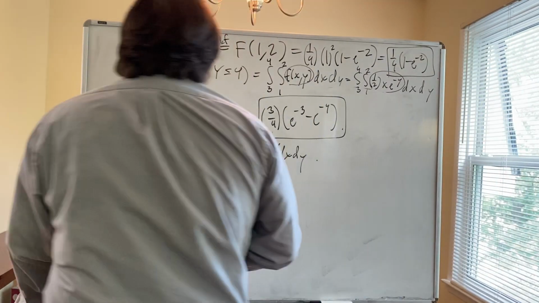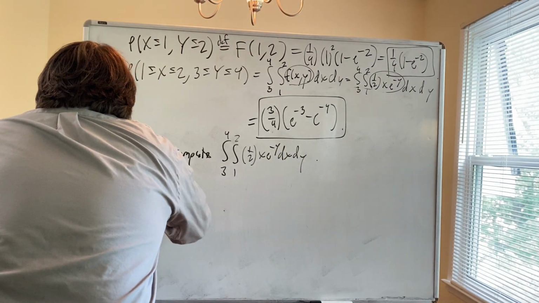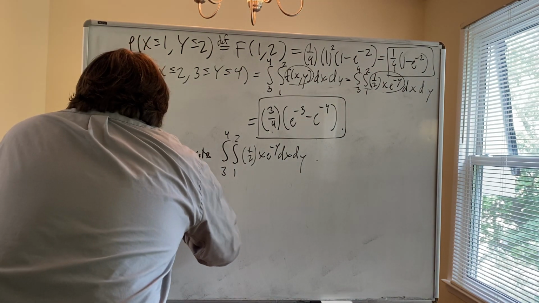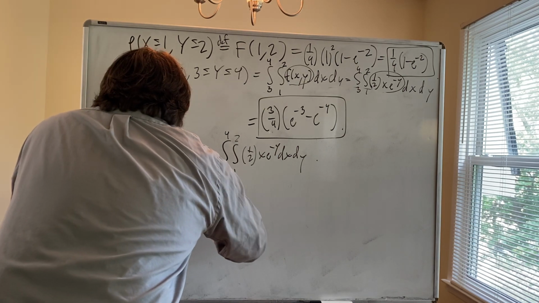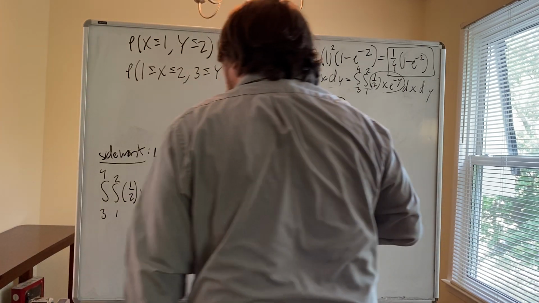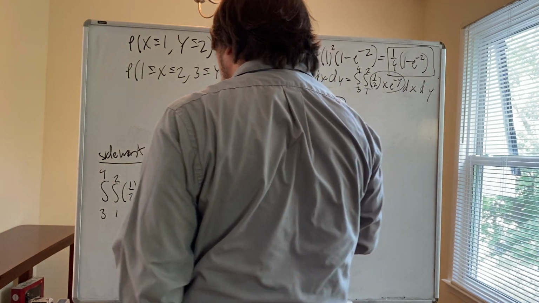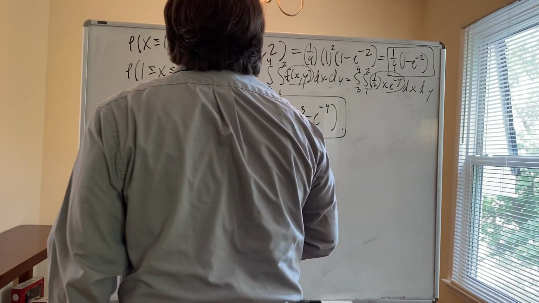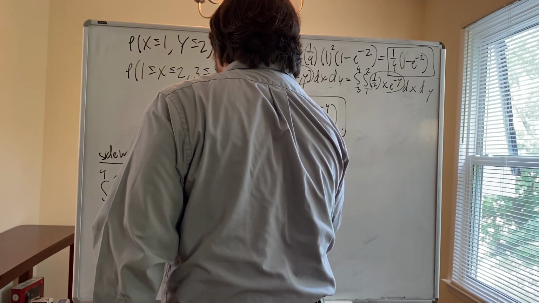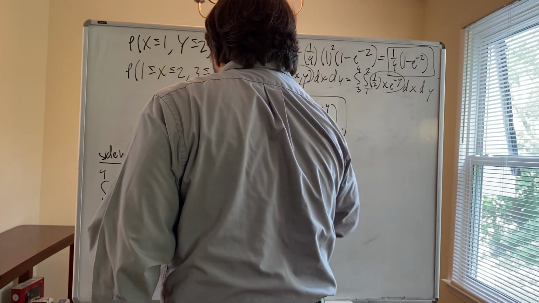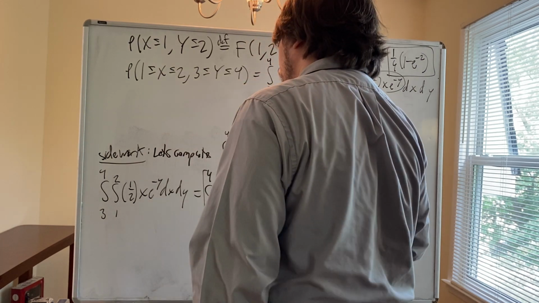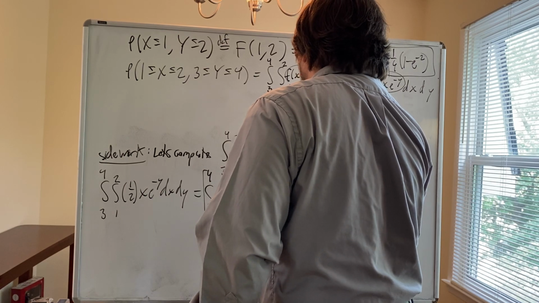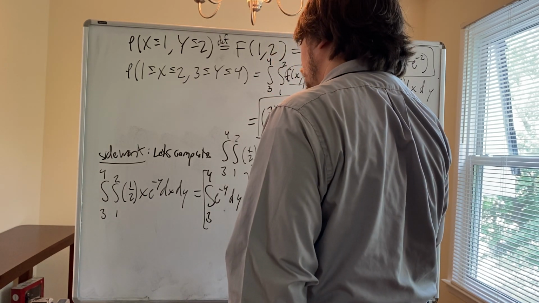So here's the integral from 3 to 4, integral from 1 to 2 of 1/2 x e to the negative y dx dy. I'm going to separate them into two integrals because the x and y are separate here. The y integral is from 3 to 4 of e to the negative y dy. That's the first integral. I'm going to multiply it by the second integral, which is the integral from 1 to 2 of 1/2 x dx.